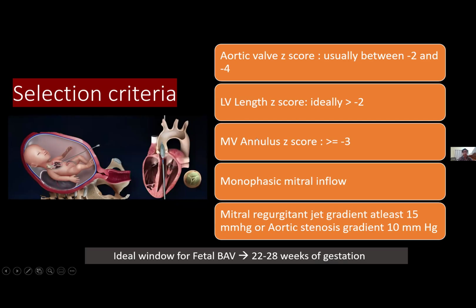It includes aortic valve Z-score between -2 and -4, the LV length Z-score more than -2, mitral valve annulus Z-score of more than or equal to -3, monophasic mitral inflow, mitral regurgitant jet gradient of at least 15 mm of mercury, or aortic stenosis gradient of at least 10 mm of mercury. The ideal window to perform is between 22 to 28 weeks of gestation.